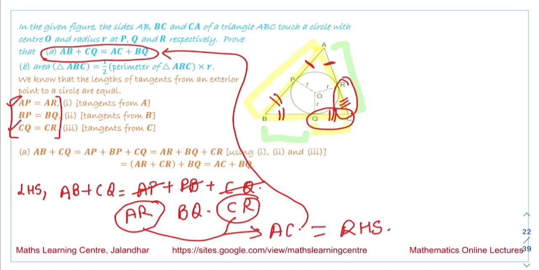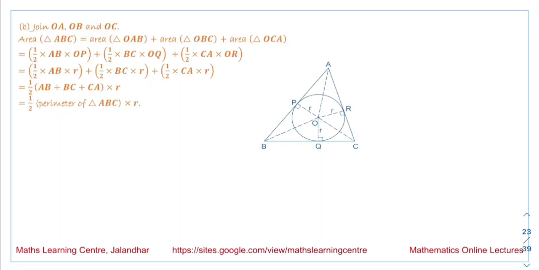To prove the second part, we have done the construction over here, and the construction is that we have joined the points OA, OB and OC. Now look at the figure. When we look at this, AB is the tangent and OP is the radius, so we know that the angle in between these two is 90 degrees. Similarly, the angle between OR and AC is 90 degrees, and the angle between OQ and BC is 90 degrees.